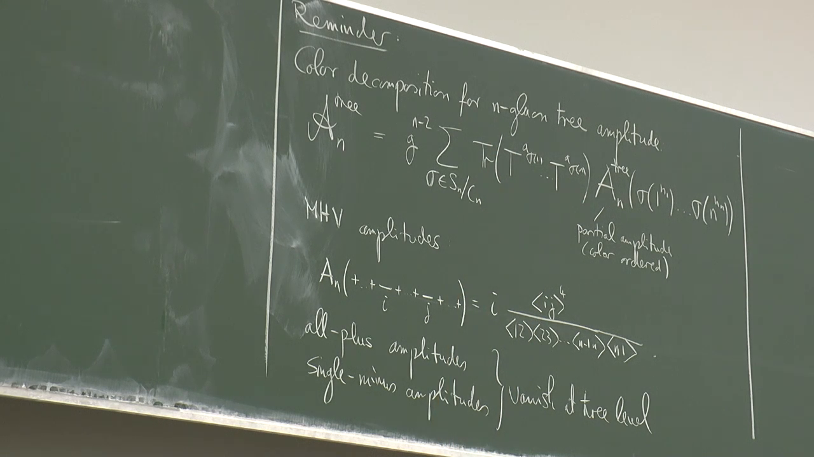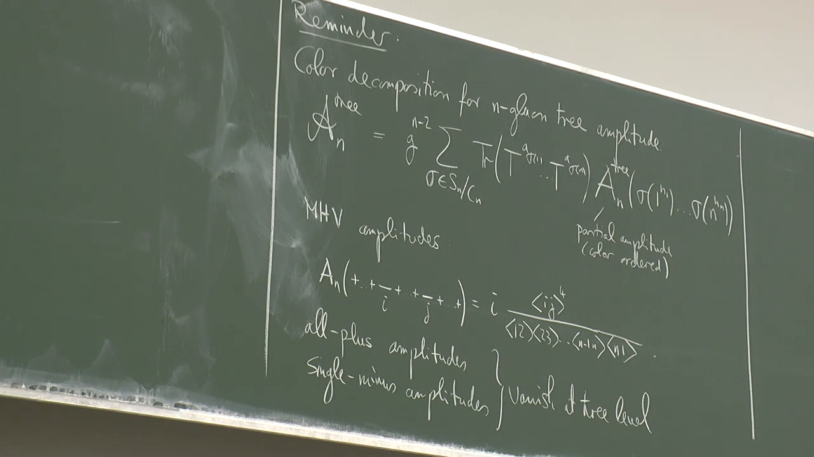It turned out that at tree level, one can always achieve this form where one has single traces of the SU(N) generators, and then something called partial amplitudes. And the advantage is in that formulation, the partial amplitudes no longer depend on the color, but they only depend on the kinematics and on the helicities. So this is a useful decomposition.